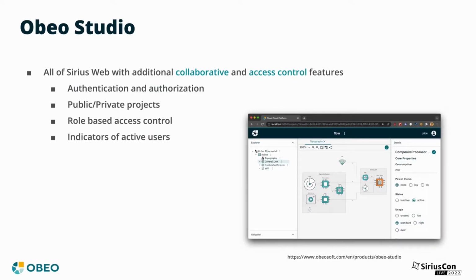We also provide Obeo Studio, which comes with additional features on top of Sirius Web, such as authentication and authorization, the ability to create private projects, and role-based access controls, for example. You can also see the users who are manipulating the same representation as you do to work efficiently with your colleagues.